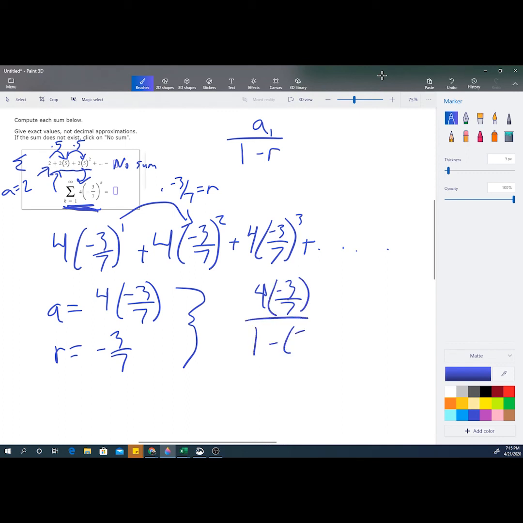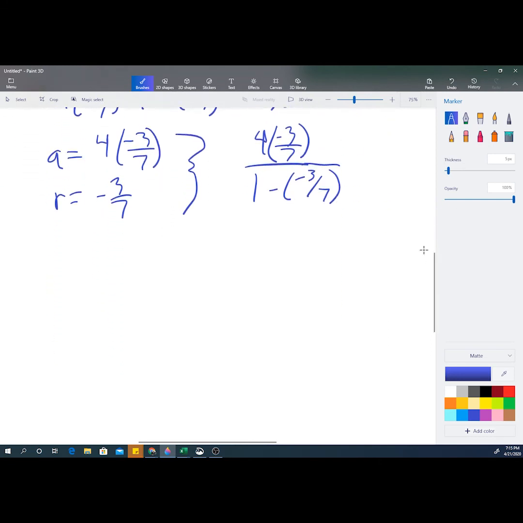One minus -3/7. And I'm going to have a little work on top and bottom to do this time. So I've got 4 times -3/7. Remember, when you're multiplying fractions together, you multiply straight across, which means if you don't have feet on one of your fractions, you need to give it feet. So that's why I put the 1 underneath. And then I multiply just straight across. So on the top I'm going to get -12, and on the bottom I'm going to get 7.